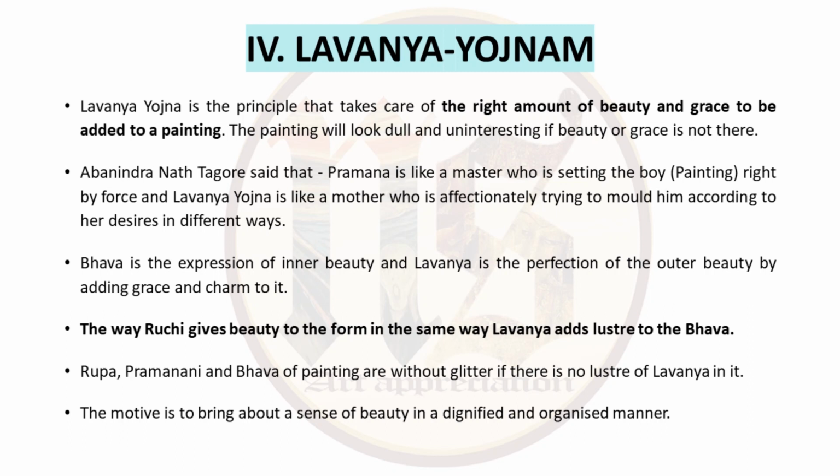Bhav is the expression of inner beauty and Lavanya is the perfection of outer beauty. The way Ruchi gives beauty to the form, in the same way Lavanya adds luster or shine to the bhav. So all the above Shadang that we have done, that is Roop, Bhed, Praman, Bhav, they will be without any glitter if there is no luster of Lavanya in it. So the motive is to bring the sense of beauty in a dignified and organized manner so that it is not overdone and looks good.